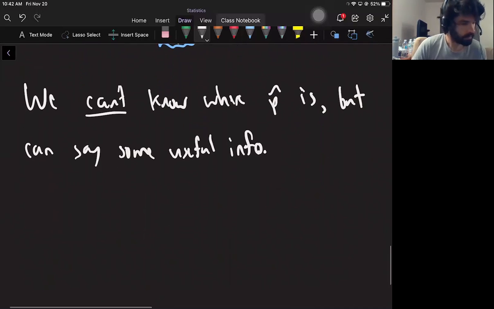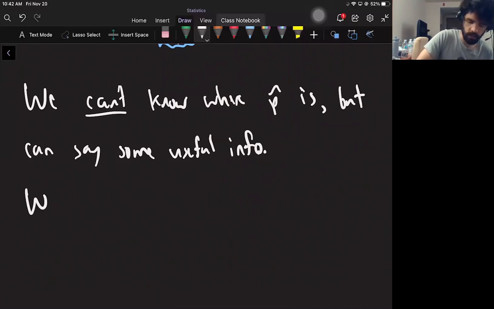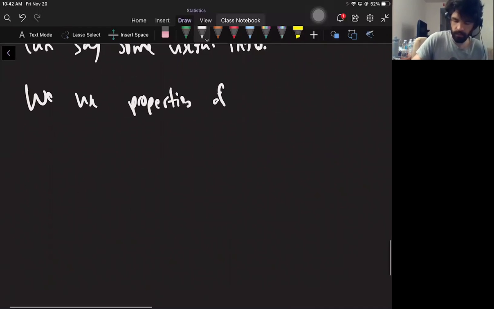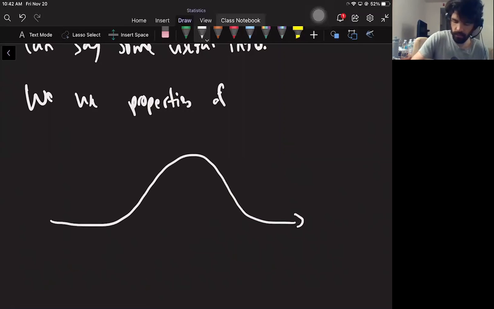Okay, so to do this, we use properties of the normal distribution. So properties of this thing that I just drew.